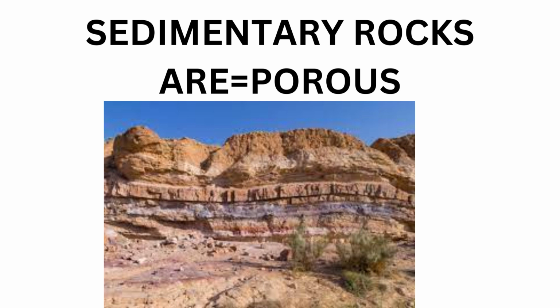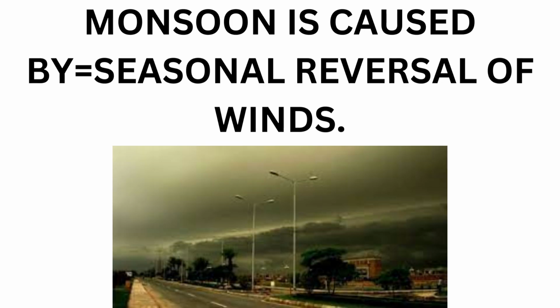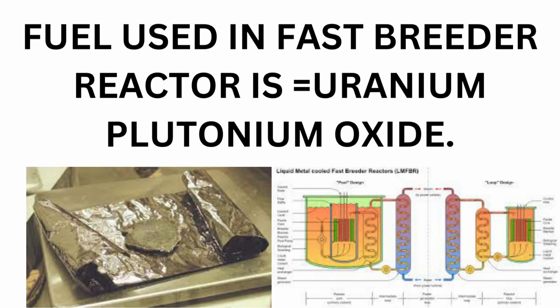And sedimentary rocks are mostly porous. And which of the following atmospheric layers helps in radio communication? So the ionosphere is responsible for radio communications. And monsoon is caused by the seasonal reversal of winds. So when air is in motion, we call it wind. And the fuel used in a fast breeder reactor is uranium plutonium oxide.